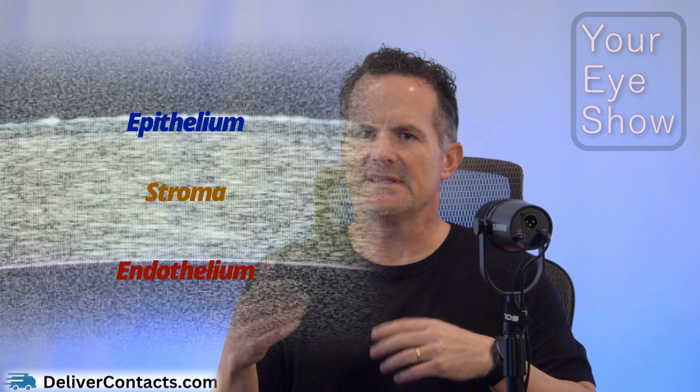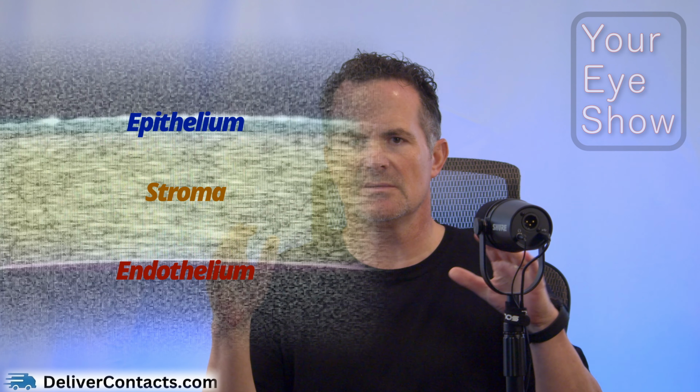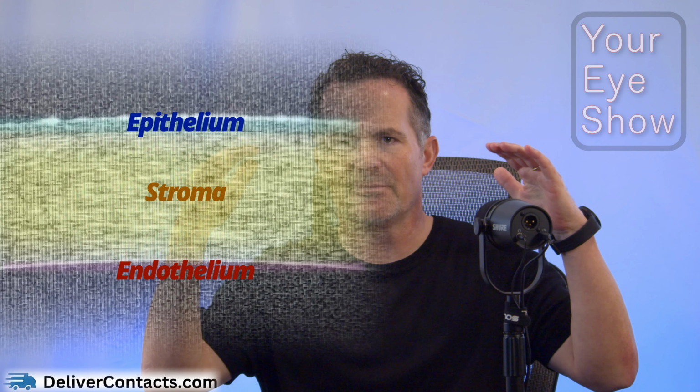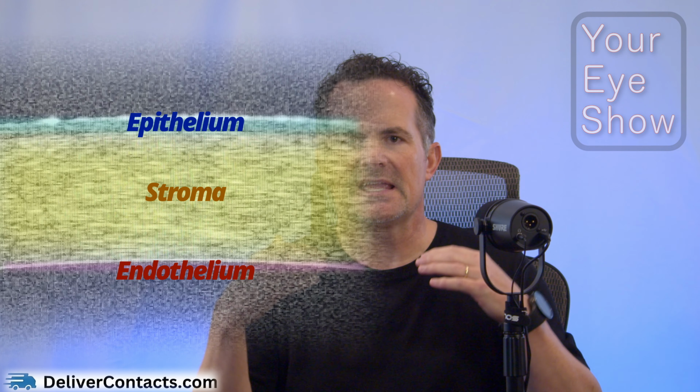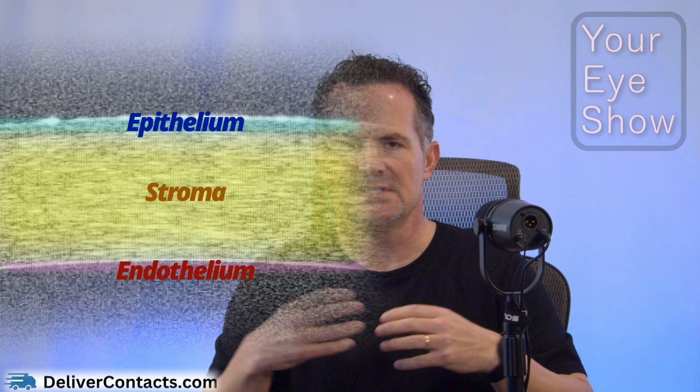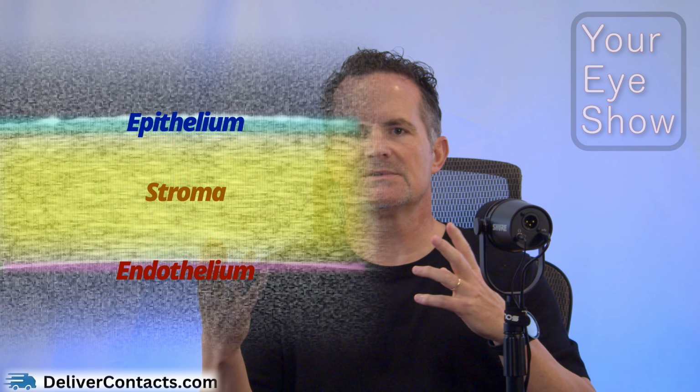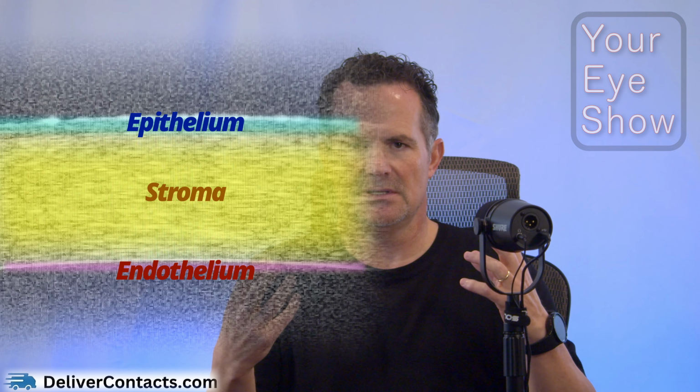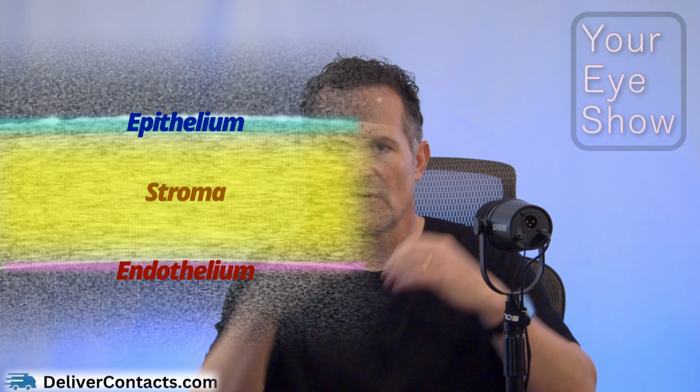Now I want to get back to the epithelium. Okay, so the epithelium is that first layer, the top layer of our cornea that keeps bacteria and viruses out. It's the part that keeps our eye hydrated and keeps it nourished from the front side.